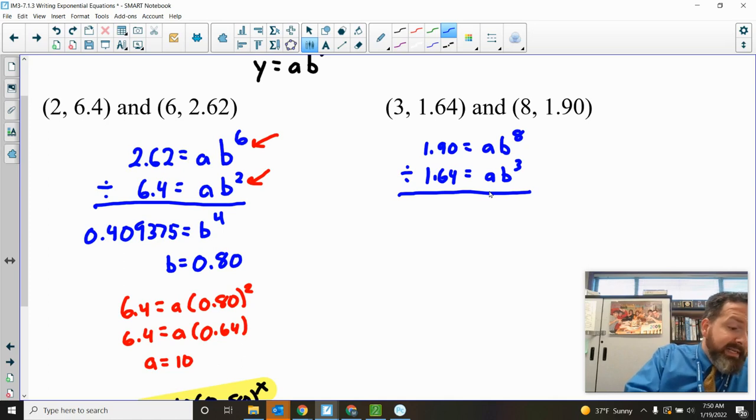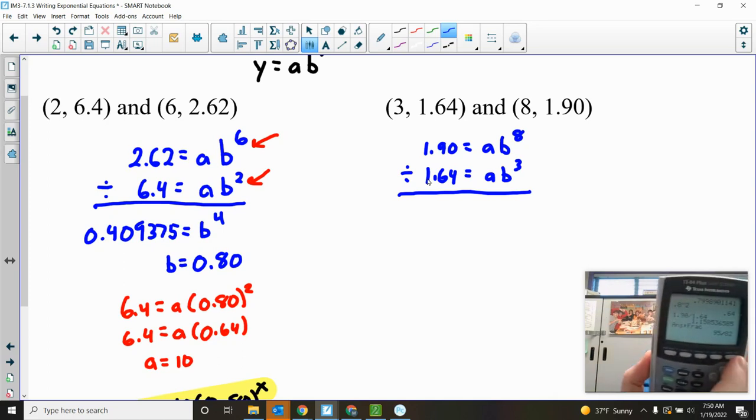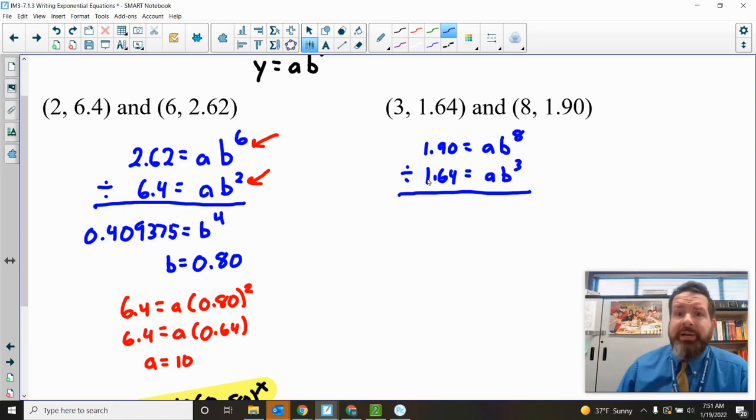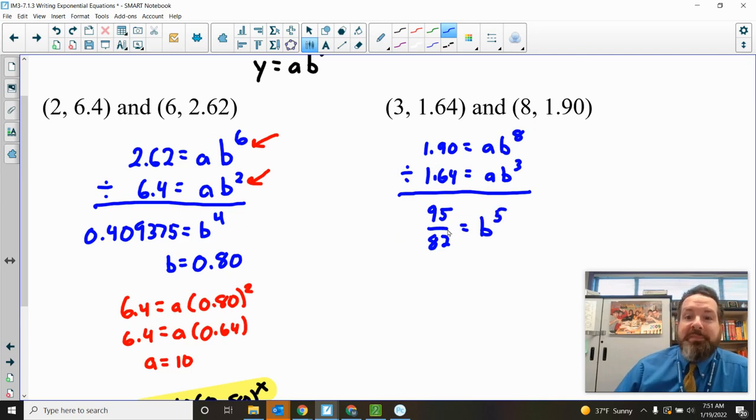Okay, that does not come out nicely. So here's what I'm going to actually do. I use my calculator to turn it into a fraction because the fraction is unrounded, meaning I don't have to include all the decimals, but I'm not losing any accuracy. So I'm going to write this as 95 divided by 82, right? The a's reduce, 8 minus 3 is 5. So my b then is the 5th root of 95 over 82.